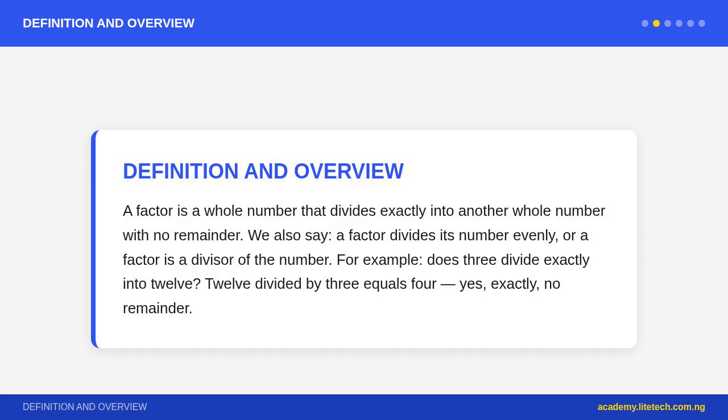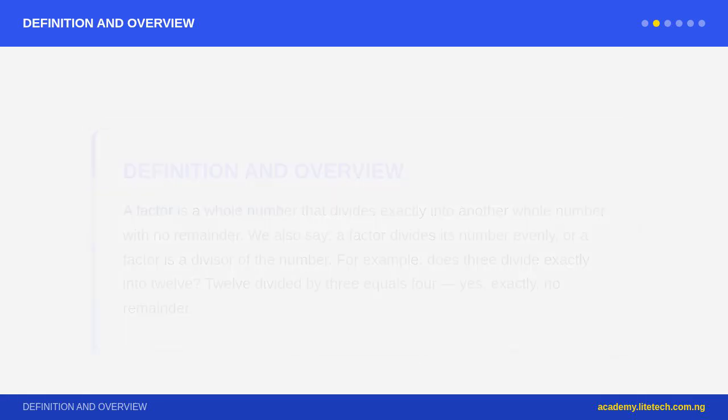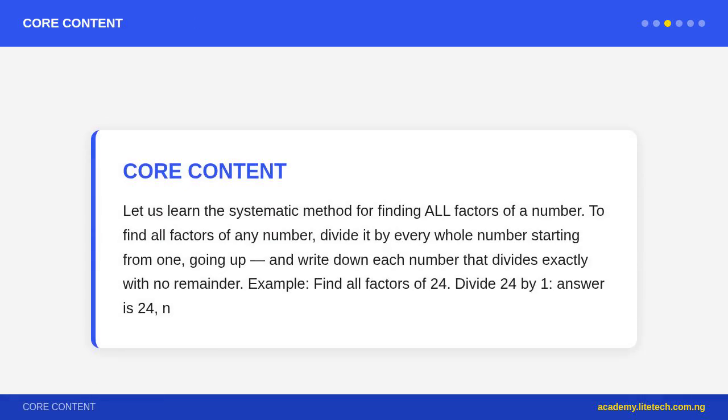Divide 24 by 2, answer is 12, no remainder. So 2 and 12 are both factors. Divide 24 by 3, answer is 8, no remainder. So 3 and 8 are both factors. Divide 24 by 4, answer is 6, no remainder. So 4 and 6 are both factors. Divide 24 by 5, answer is 4 remainder 4, not exact. 5 is not a factor.